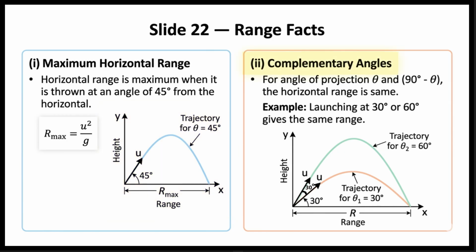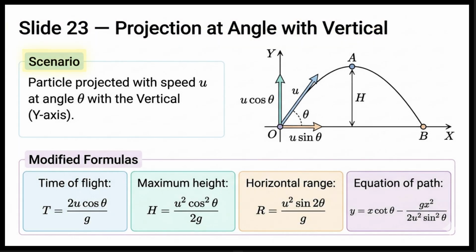But there's a hidden symmetry in the sine 2 theta term. Since sine 2 theta equals sine 180 minus 2 theta, angles theta and 90 minus theta, complementary angles, give identical ranges. Launching at 30 degrees and launching at 60 degrees both land at exactly the same horizontal distance. The second graph shows both trajectories starting from the same point and landing at the same point, with very different heights in between.